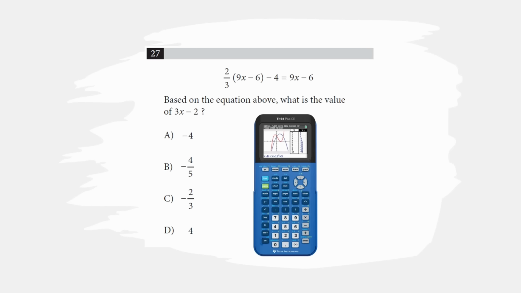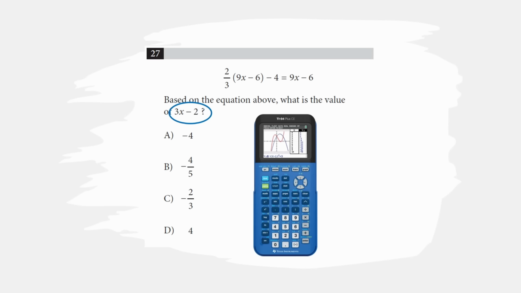Okay, so let's solve this problem. First thing we must do is circle what the question is asking for. 3x minus 2. They may have a trap answer for the value of x, but the problem doesn't want x. It wants 3x minus 2.